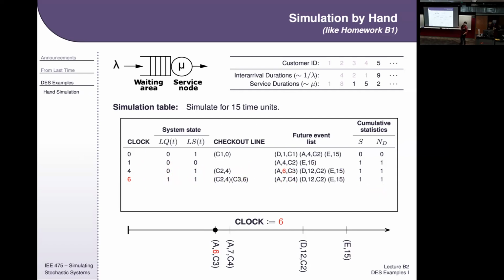And now customer 4 is in the same position as customer 3 was in. They've arrived and the server's busy. So we do the same thing again. We jump to that. We add 1 to the queue. We put them in the checkout line. We schedule the next arrival, which in this case is going to be after the end time.